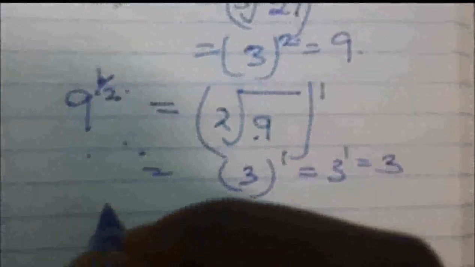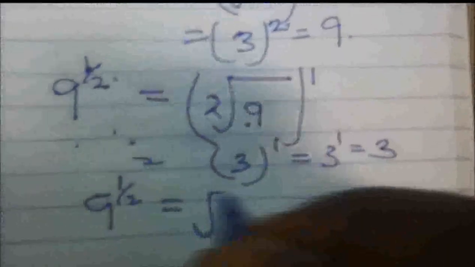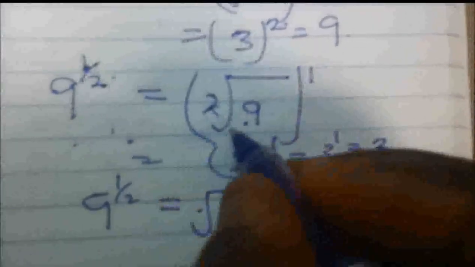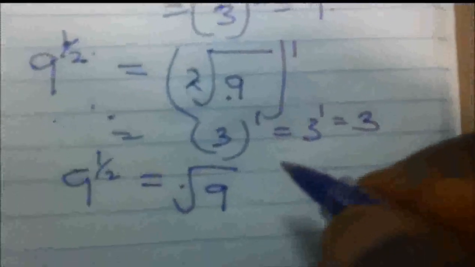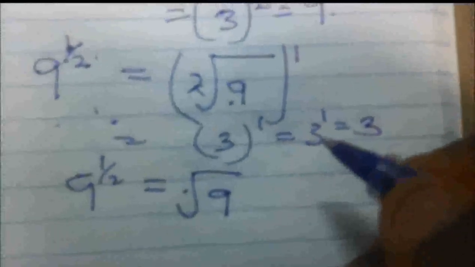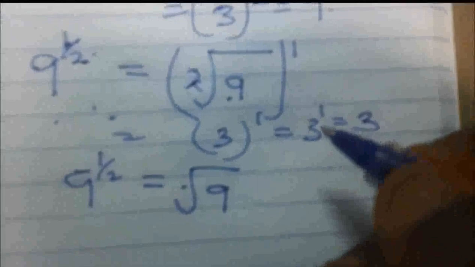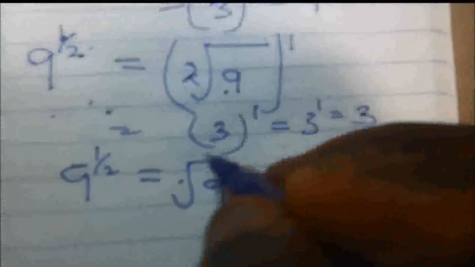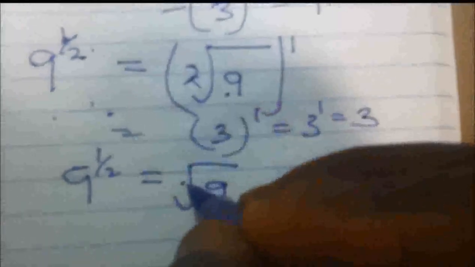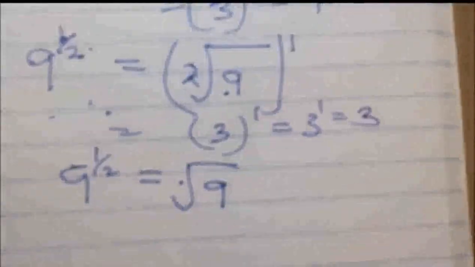But usually when you have a number like 9 raised to power half, it is written as just square root of 9 without the inclusion of this 2, because 2 is the least root value that you can have. You can only have square root, cube root, fourth root, fifth root. So usually when it is square root, they don't put this 2. But if you put it, it is of no crime, so it is still perfect.